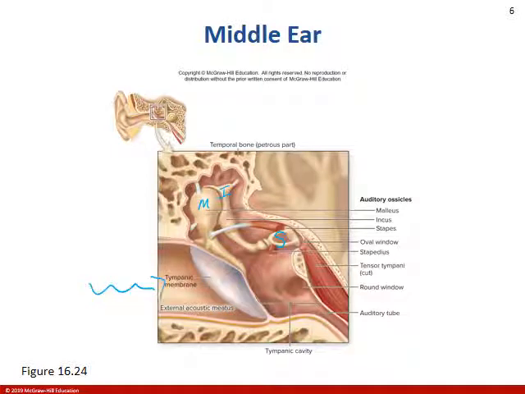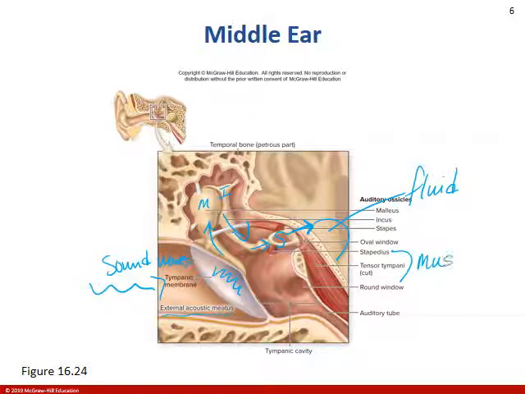So what's going to happen is we're going to see sound waves enter the external acoustic meatus. It's going to cause the tympanic membrane to vibrate. That is going to cause these bones to vibrate, so they're kind of amplifying the sound. And the stapes is pressing on the area where we said we have fluid. And I'll show you more of this as we move further along.